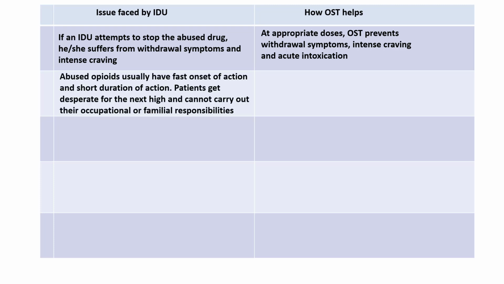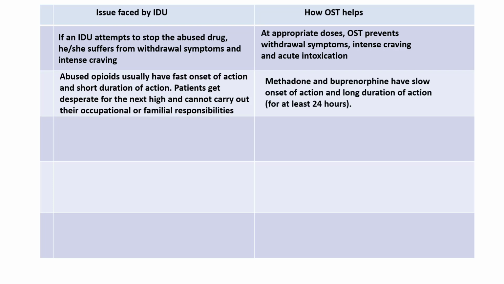Abused opioids like heroin usually have a very fast onset of action and a short duration of action. Patients get desperate for the next high or hit, and they cannot carry out their occupational or familial responsibilities. On the other hand, methadone and buprenorphine have slow onset of action and longer duration of action. So this approach helps us to reintegrate the patient into society and helps the patient to carry out their occupational, familial, and other social responsibilities.